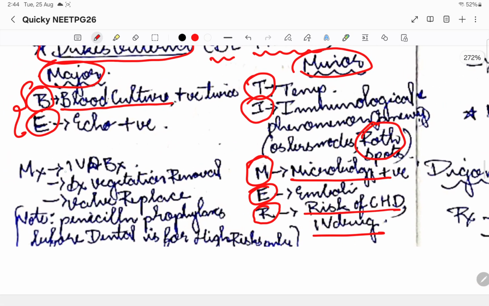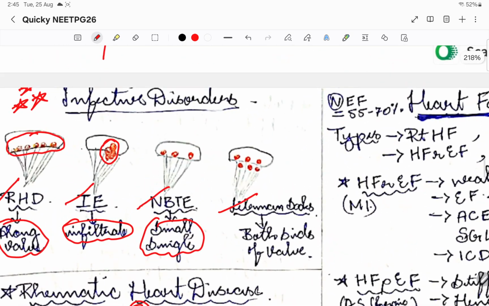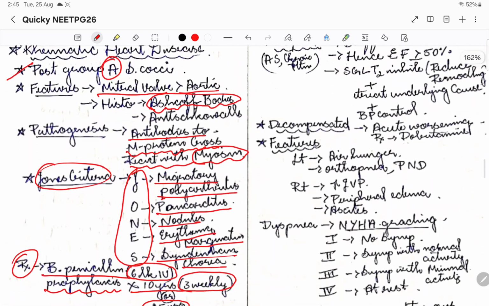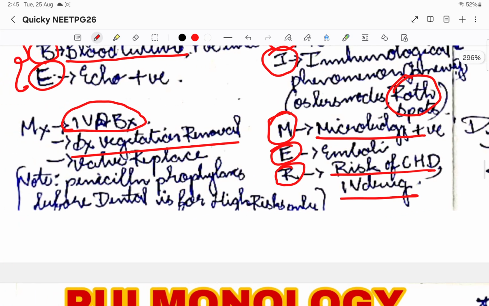Then how is the management done? Basically it is infection, right? So IV antibiotics are given. If vegetations are there, we'll go for surgical removal of the vegetation. We studied, right, that it is going to infiltrate the chordae also. So the valves and chordae are dealt with by surgical removal, or else if that is not possible, then we are going to go for valvular replacement.